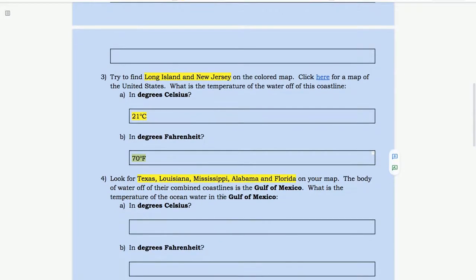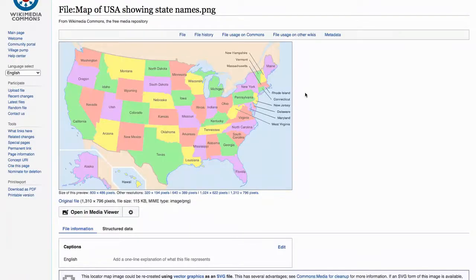And so then we do a similar procedure for number 4. We look for Texas, Louisiana, Mississippi, Alabama, and Florida on that map of the United States. And we're going to find the temperature of the body of water off of their combined coastlines. That body of water is called the Gulf of Mexico. So let's take a look at this map. And there's Florida, Alabama, Mississippi, Louisiana, Texas. These are considered Gulf states, and this body of water is the Gulf of Mexico.